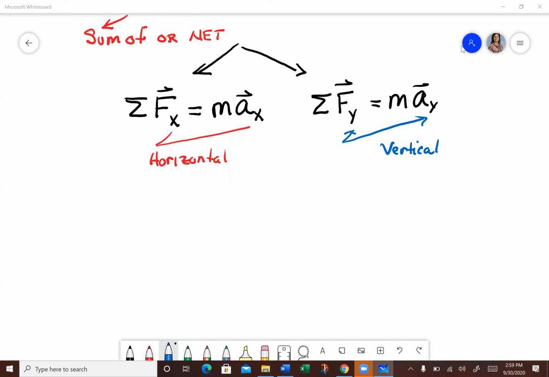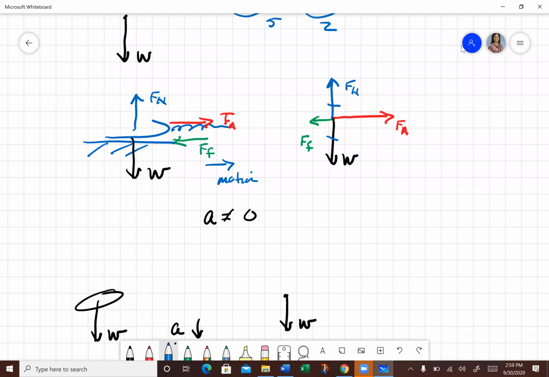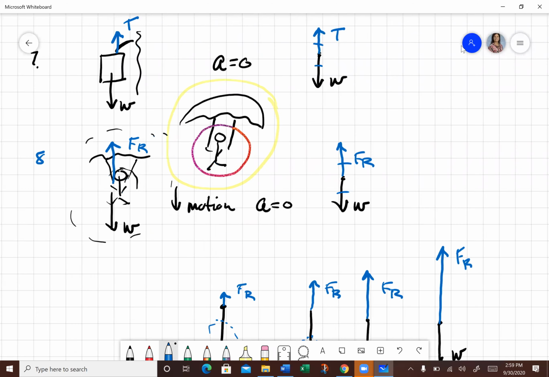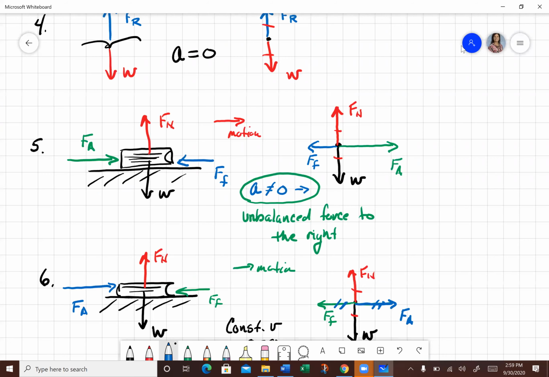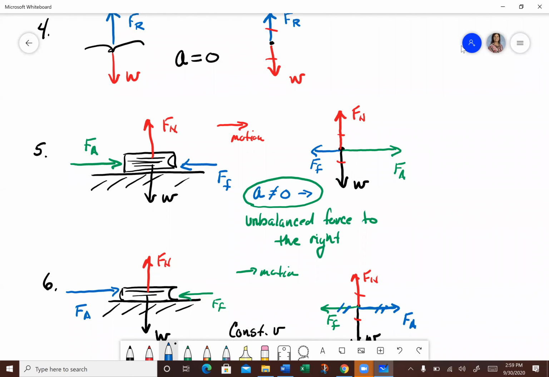All right, let's begin where we just left off. So we have horizontal and vertical forces. This symbol in the front means summation, and we're simply going to separate our X and Y. So I'm going to go back to our drawing for number 5 from the worksheet. If you want to refer to that, here's number 5 right here.